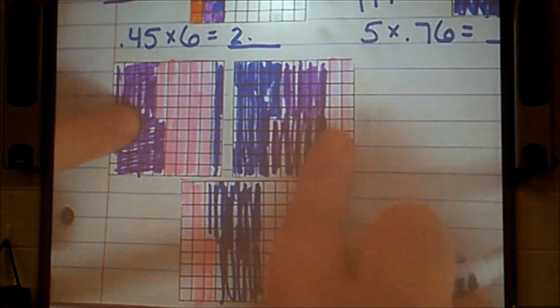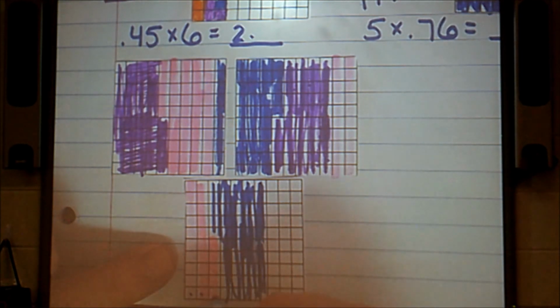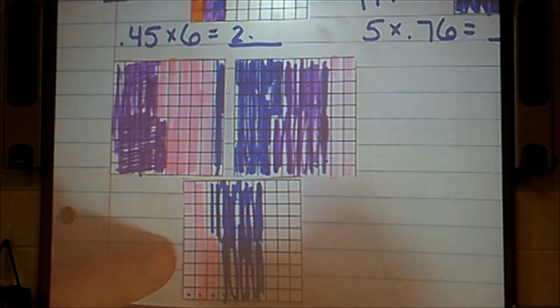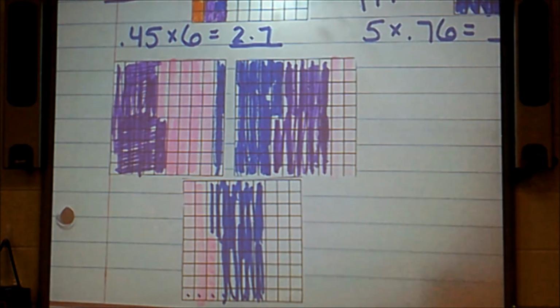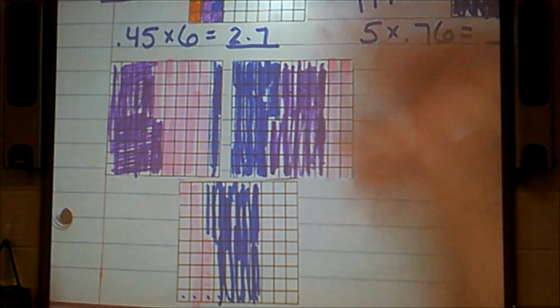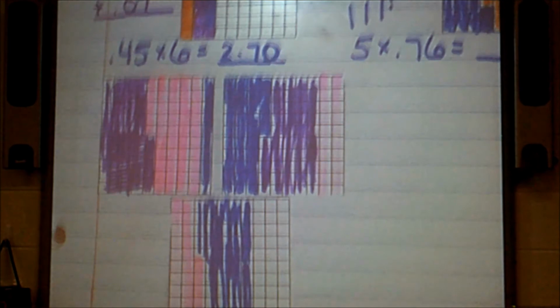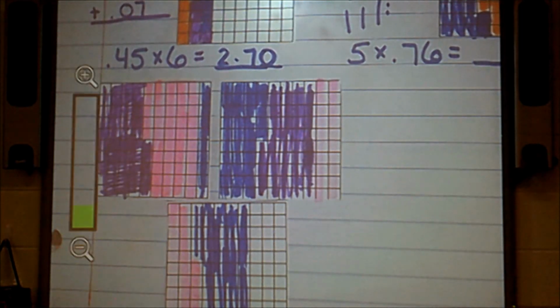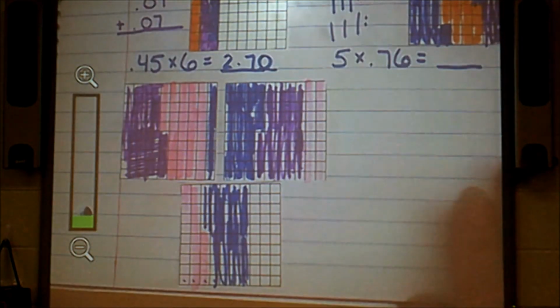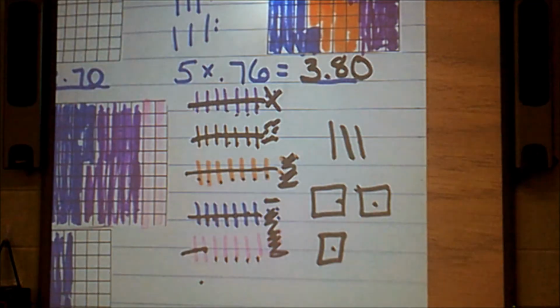I have 2. And I'm going to count my tenths rows: 10, 20, 30, 40, 50, 60, 70. 7 in my tenths place. And I have no extra little hundredths out here, so I have a 0 in my hundredths place. Or you could leave it blank. So my final answer, 45 hundredths times 6, is 2 and 7 tenths.